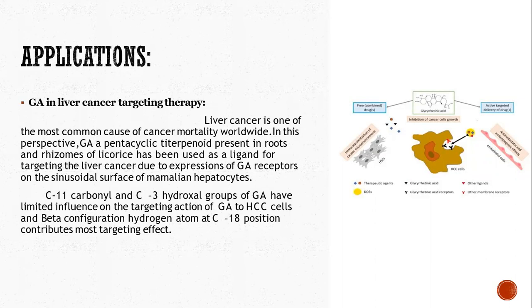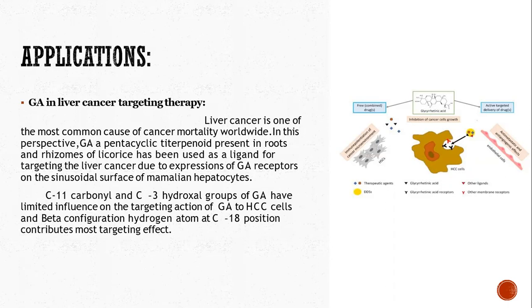Liver cancer. As we know, liver cancer is one of the most common causes of cancer mortality worldwide. It is most dangerous for human health. In this perspective, GA, a pentacyclic triterpenoid present in the roots and rhizomes of licorice, has been used as a ligand for targeting liver cancer due to the expression of GA receptors on the surface of mammalian hepatocytes.